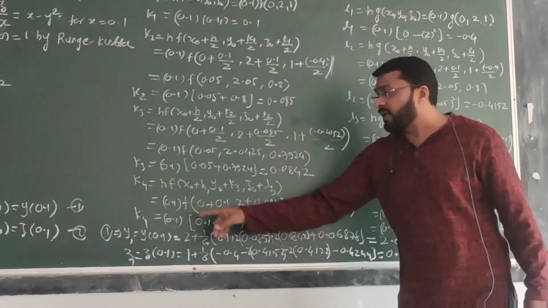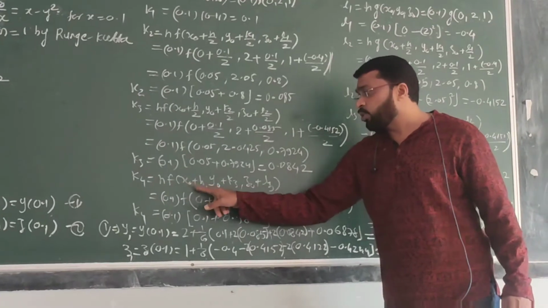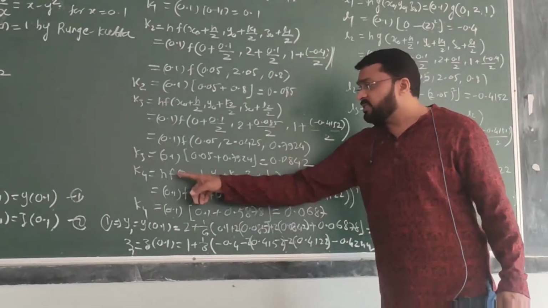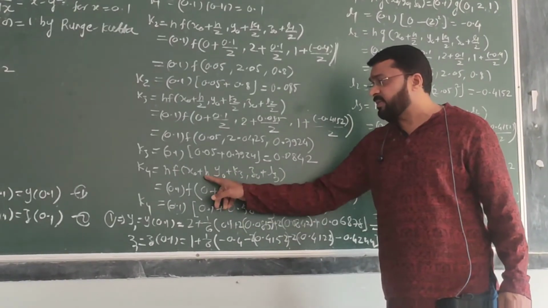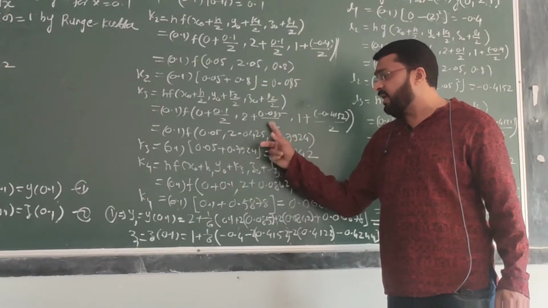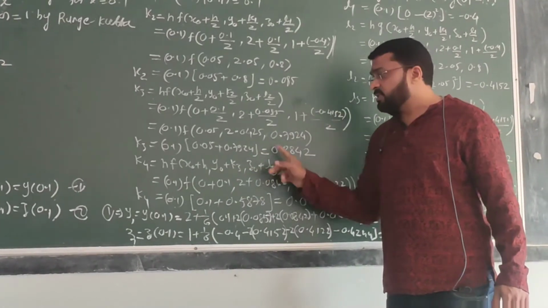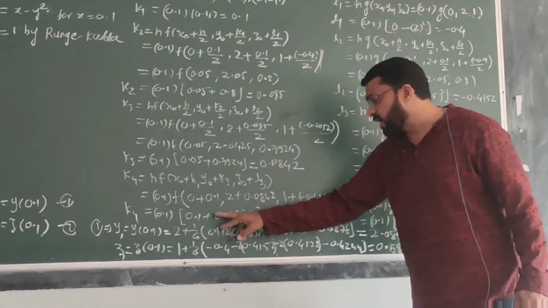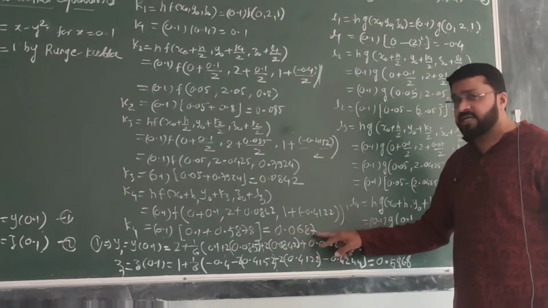उसके बाद हमको K4 निकालना है. Formula is h f of x0 plus h, y0 plus k3, z0 plus l3. Okay, just substitute all the values. अभी हमने सब निकाली है. h पता है, x0 पता है आपको, उसके बाद y0 पता है, k3 अभी निकाला हमने और l3 का भी निकाला. Substitute all the values, compute the function value at this point and we are having the K4 value as 0.0687.